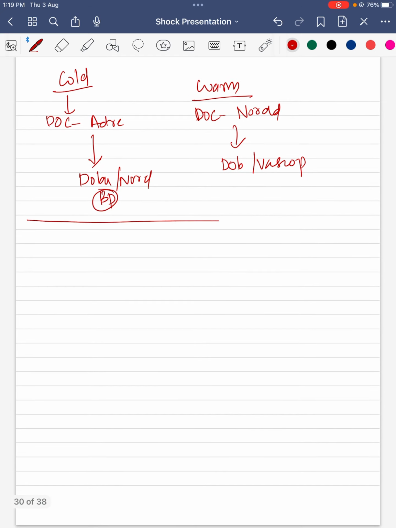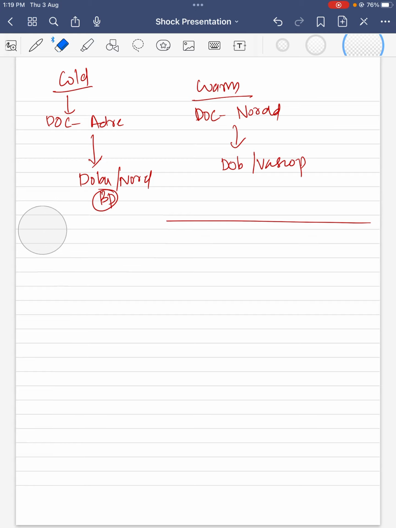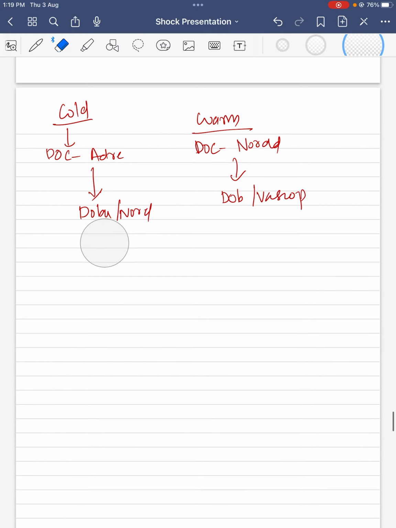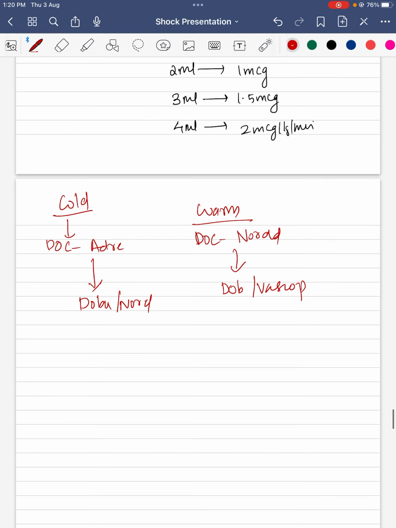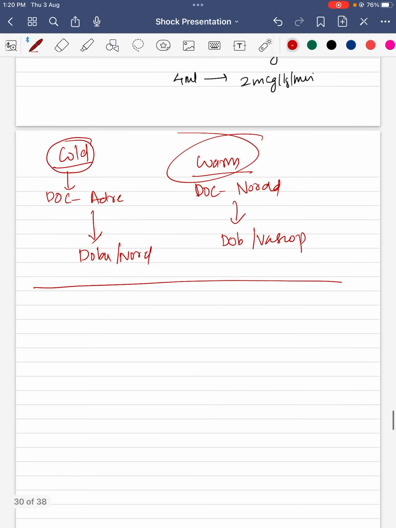Now how will you be giving the drugs? Usually in our college we used to practice body weight into dose, how much will it be. So suppose I am telling about, before that, one thing: management of both cold and warm shock. The dopa in the discussion?